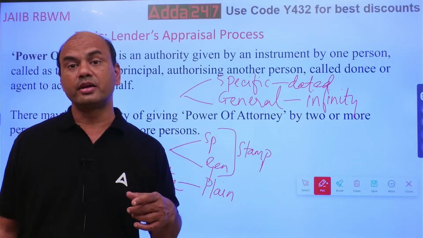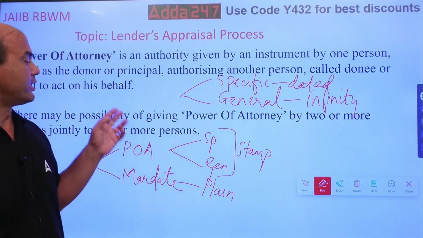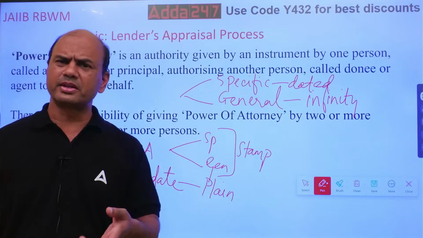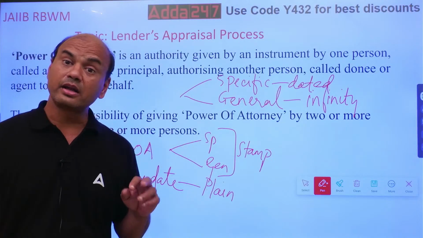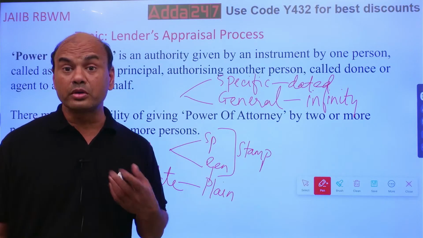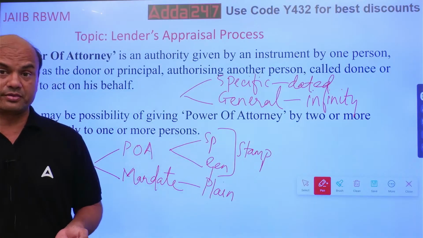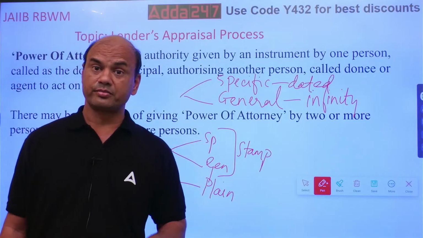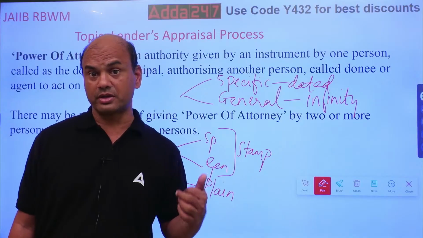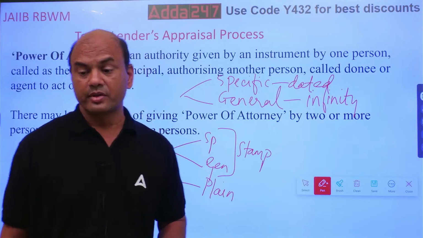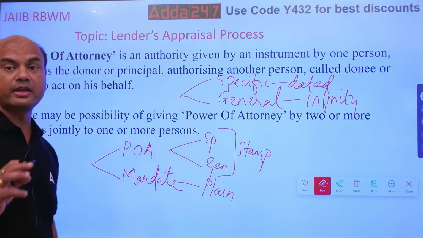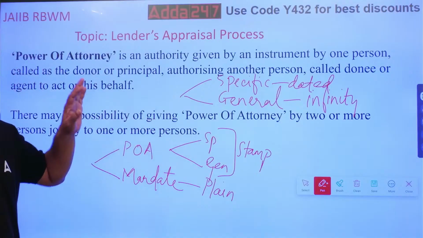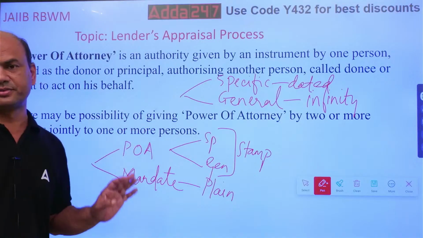POA I can give. If I am an NRI, I can give this POA to my father, mother, anyone, so that they can take a home loan on my behalf. Allowed with POA. Mandate not allowed. Understand these concepts very clearly, because in exams you will definitely get questions on these points.